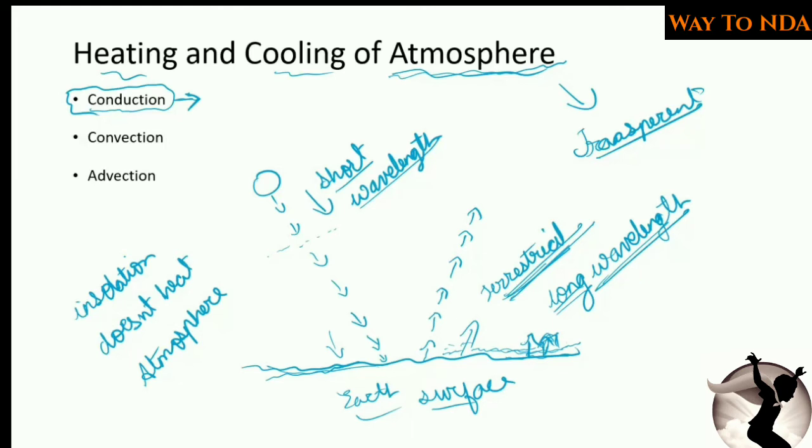Now the lower surface of the atmosphere is getting heated up. But what about the upper layer of the atmosphere, the upper air? How does the heat reach these layers? So the heat reaches this layer through the process of convection. Now convection is a process in which the lower part of the atmosphere which has got heated up, it expands. Now you should remember one thing, when the air is heated up, it expands.